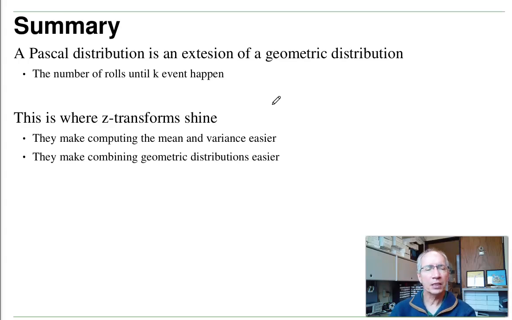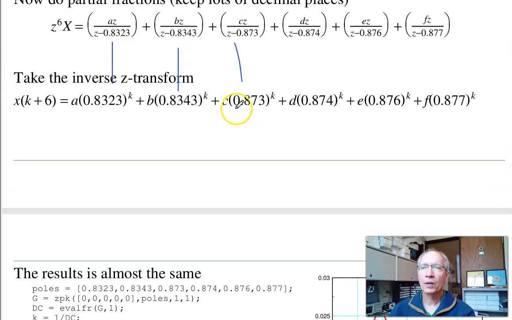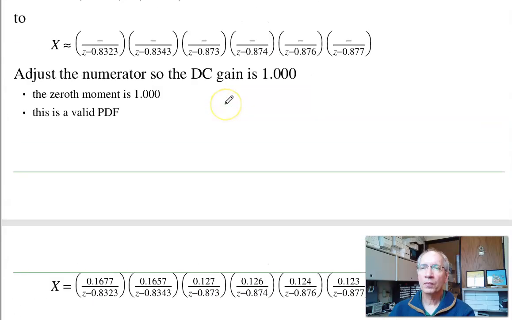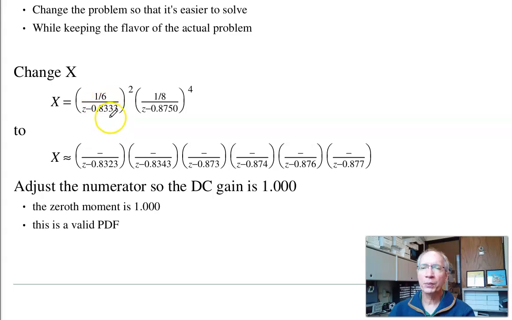And the last thing to note is if you have a problem that's hard to solve, what I can do is change the problem. Change it in a way that makes the problem easier to solve, but also in a way that you keep the flavor of the old problem. For example, back here, I have 2 roots at 0.833, 4 roots at 0.8750. If I instead put the 4 roots slightly different, I change the problem, but not a whole lot. Take these 2 roots, change them just by a hair. It changed the problem, but not a whole lot. So the answer I get for the changed problem will almost be the same as the actual problem.